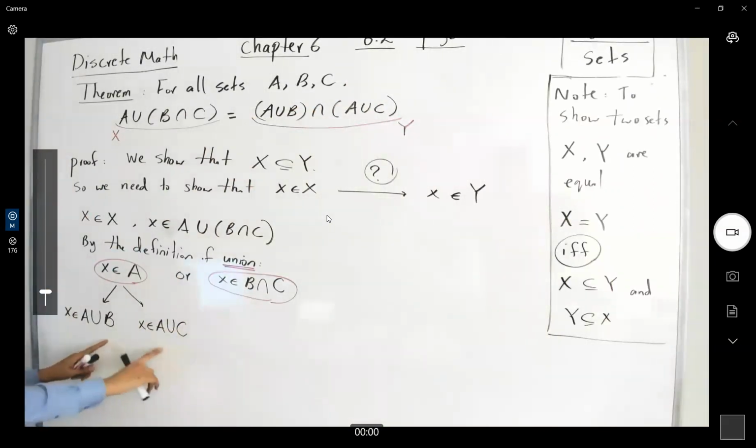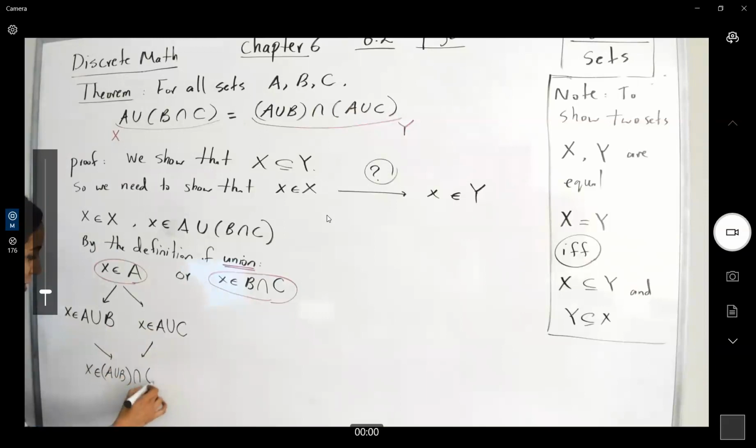So what's the meaning of that? x is in A union B and x is in A union C. So x belongs to A union B intersection A union C.